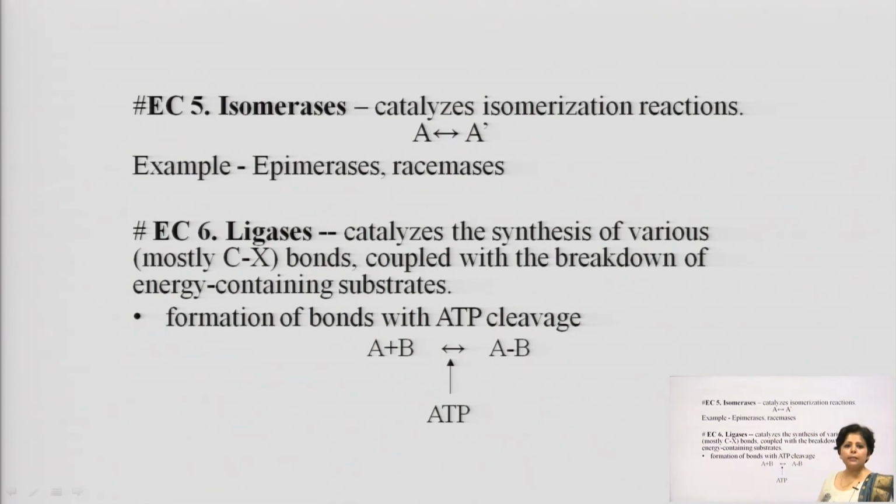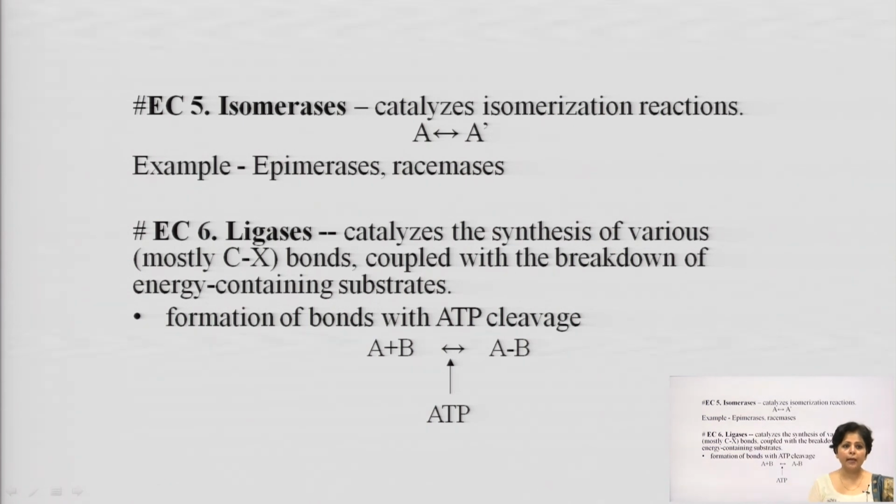The next one is EC5, isomerase. These isomerases catalyze the isomerization of the reaction. A is converted into a different isomer. Isomer के form में convert करता है. Epimerase and racemase are the examples.